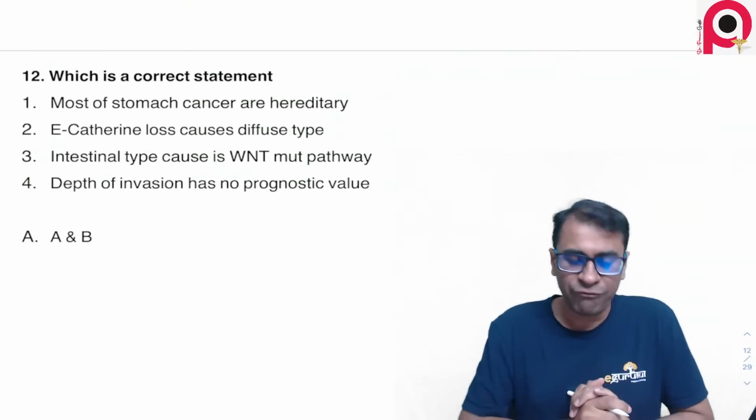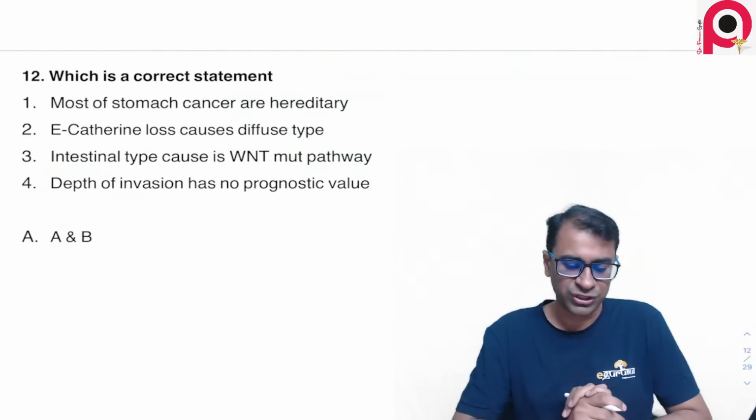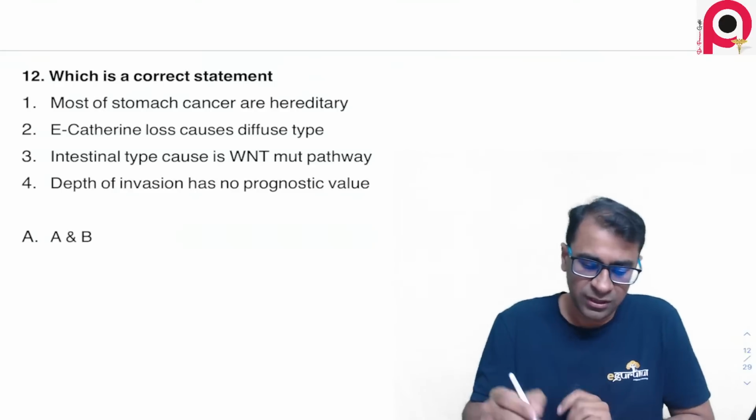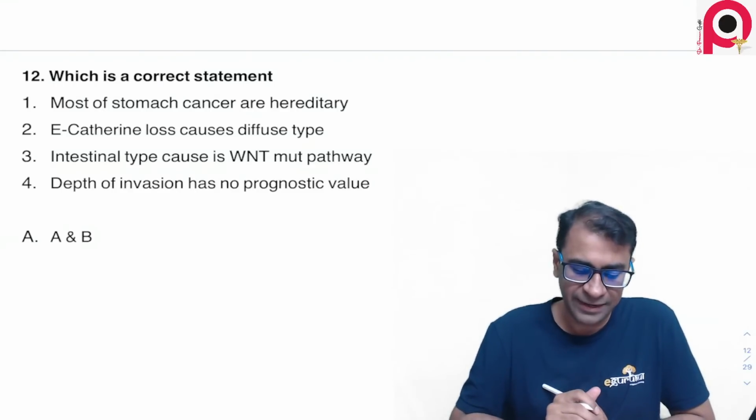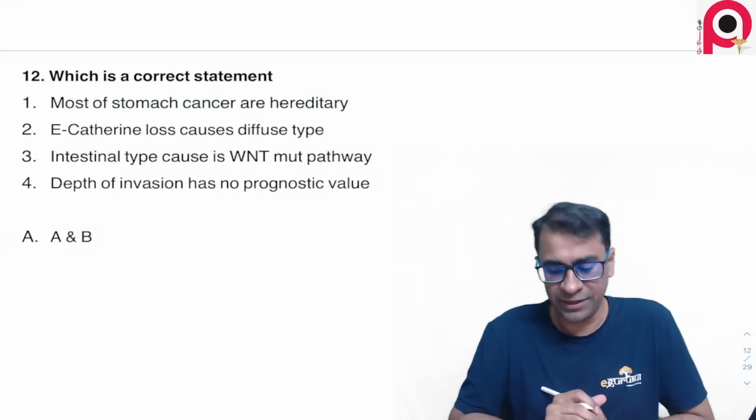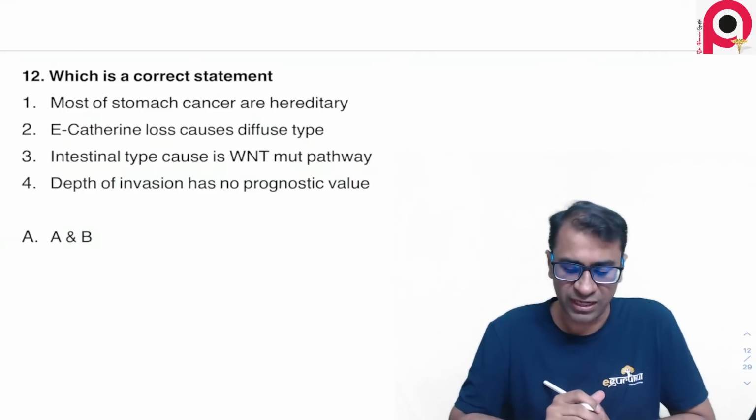Okay, chalo. The following is a correct statement was one more question. Most of the stomach cancers are hereditary. E-cadherin loss causes diffuse type. Intestinal type is caused by WNT mutation, and depth of invasion has no prognostic value.